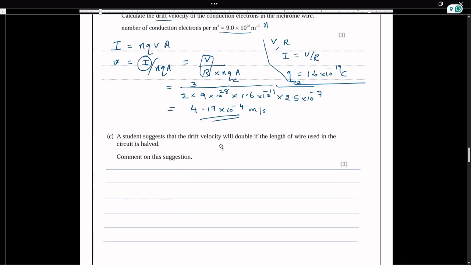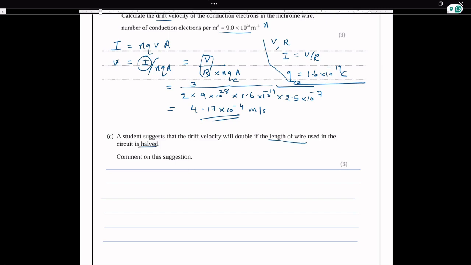A student suggests that the drift velocity will double if the length of the wire used in the circuit is halved. Comment on this suggestion. The student suggested that the drift velocity will double if the length of the wire used in the circuit is halved. So let us start with the length of the wire being halved.